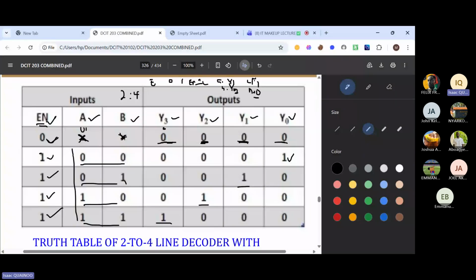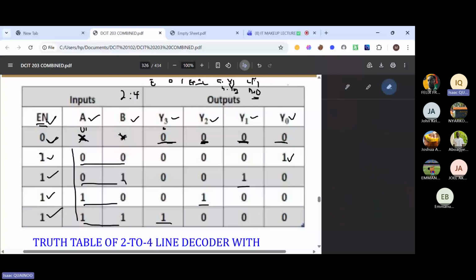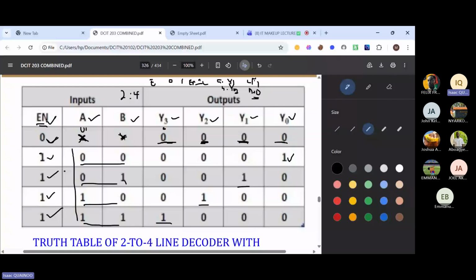Or if they give you Y0, that's also no, not even Y0, please, because Y0 suggests that Y0 is 1. But since the circuit is not functional, everything is going to be 0. So the only correct answer there is 0. That should be the answer you select. So know that the status of the enabler affects the functionality of the entire circuit.